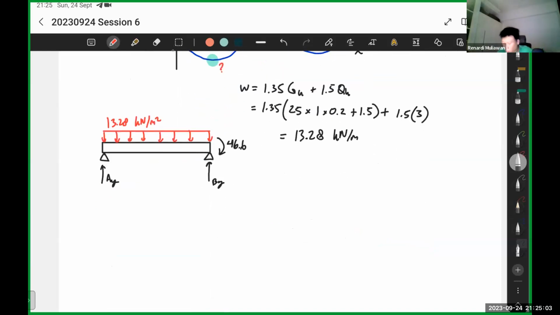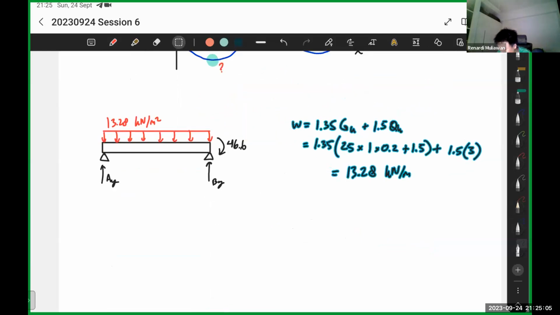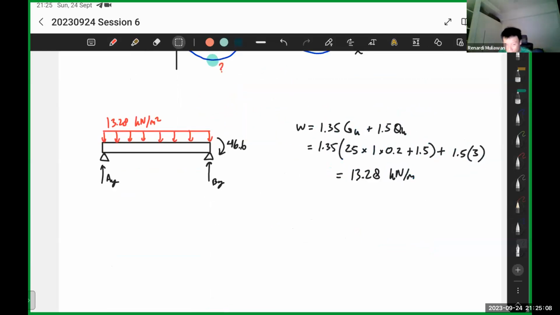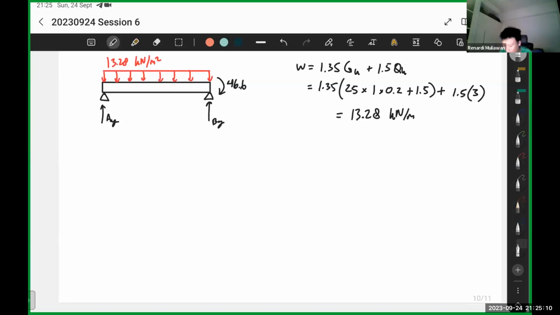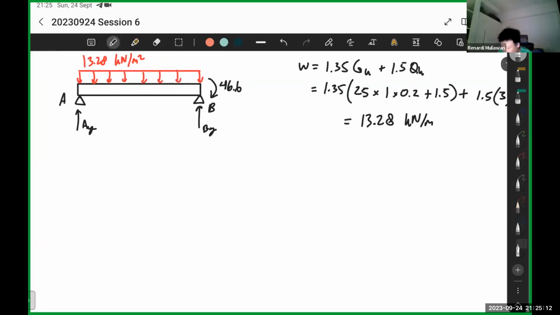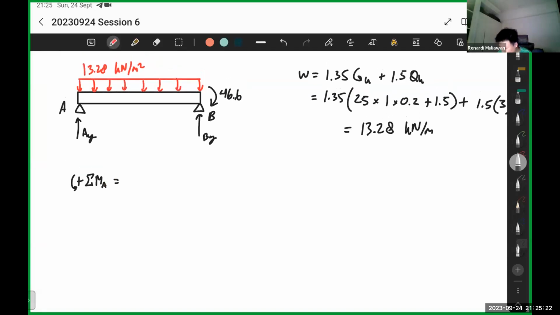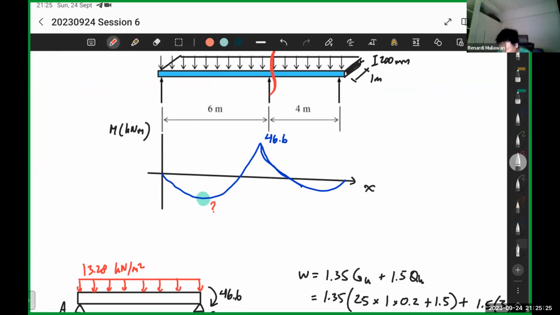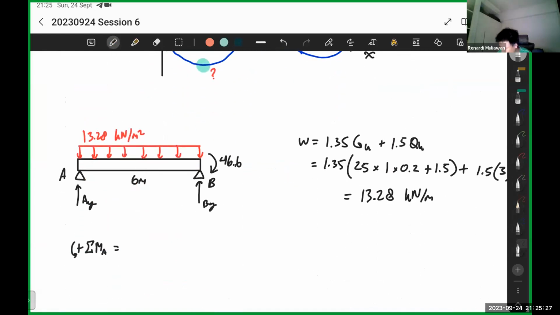So what you do next, right? You need to find the shear force diagram. But before you can find the shear force diagram, you need to find the reaction forces first. Okay, so I'll label it as A, B. So I can take moment, let's say about A. So moment about A, you have a few forces here. What's the span? Oh, the span is 6 meters. So again, you have the distributed loading, which acts in the middle, right? So it's 13.28 times 6. So that's 79.7.